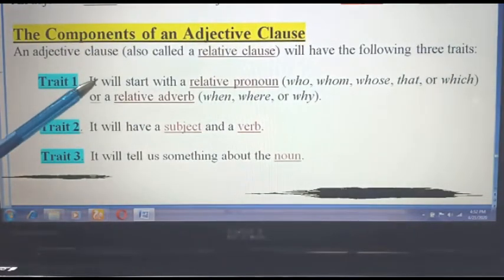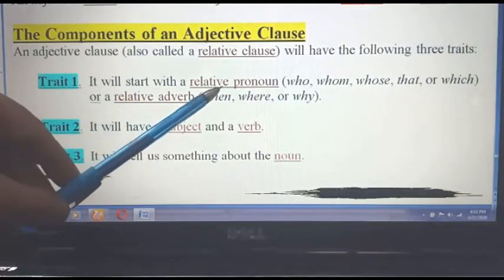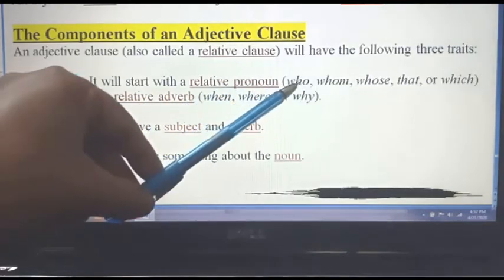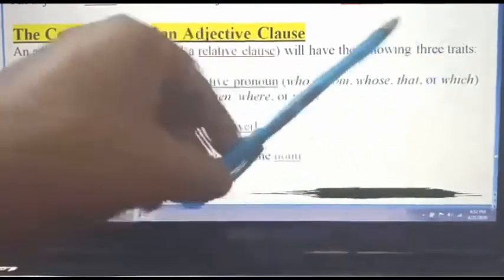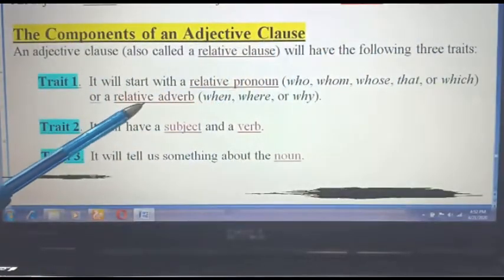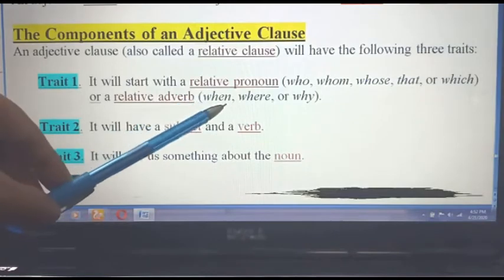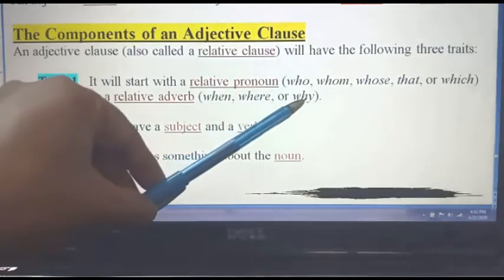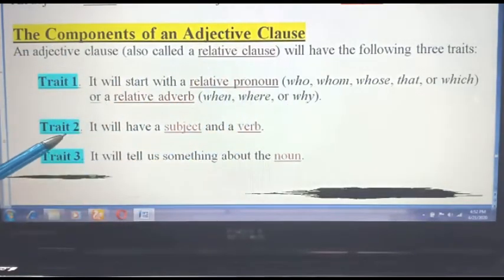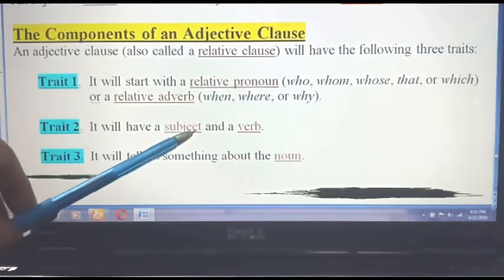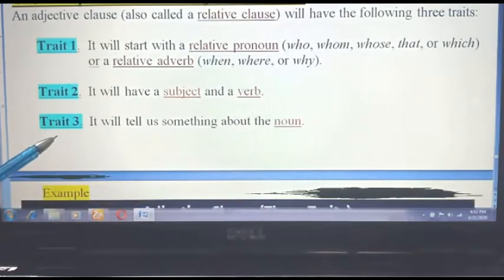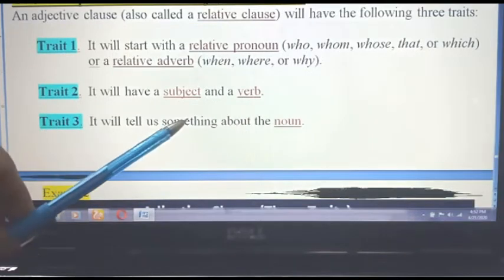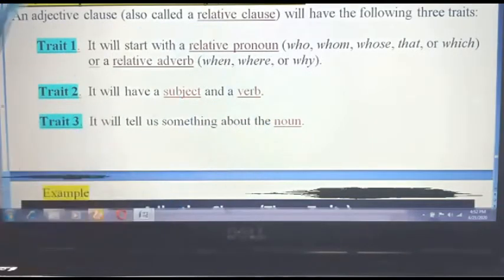Trait 1. It will start with a relative pronoun: who, whom, whose, that or which, or a relative adverb like when, where or why. Trait 2. It will have a subject and a verb. Trait 3. It will tell us something about the noun.